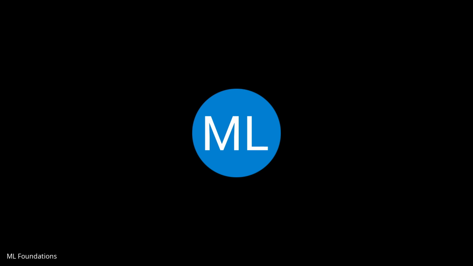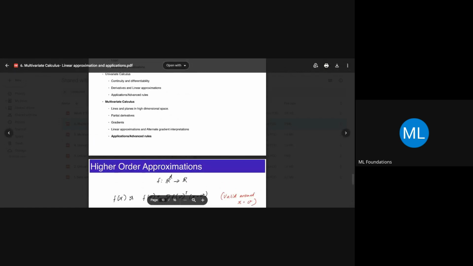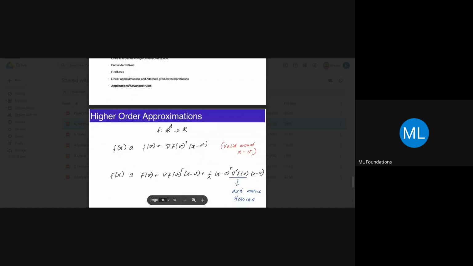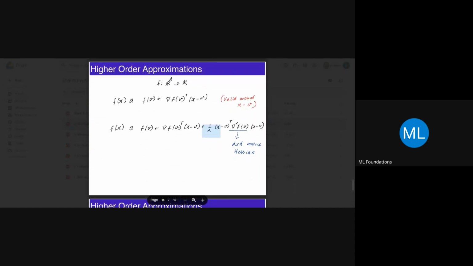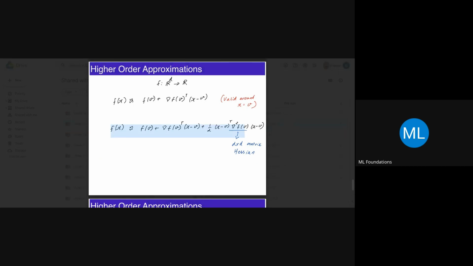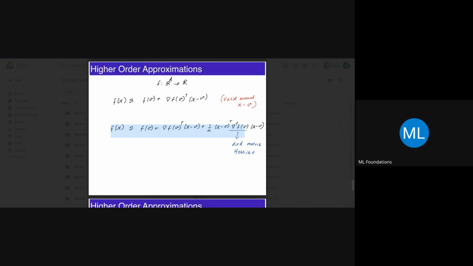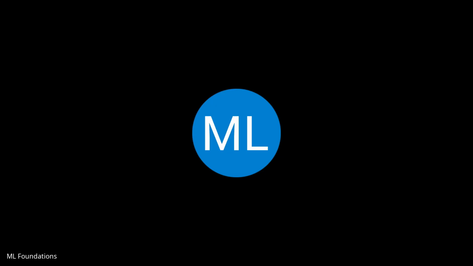Can you see this? So this is 2.6. You go to higher order approximation. So there it has been given to you. Whatever I just told you, the same formula, just try solving that. I think you should be able to get the answer.